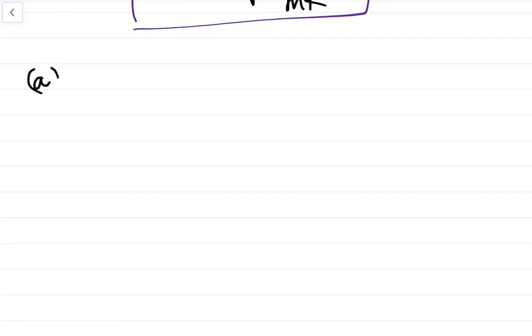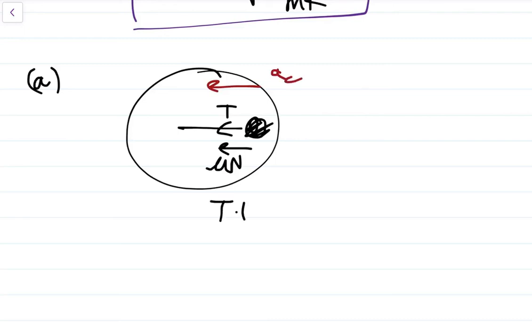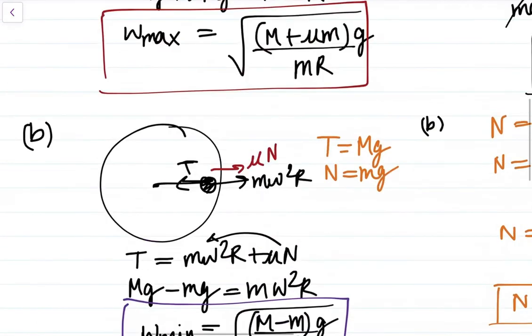So in A part we did, this was the bob and this was tension acting. So for omega maximum, friction will act here, and we all know that there is an inward acceleration AC here. So we will write T plus mu n is equal to m AC, that is AC is m omega squared r. See, our equation is coming the same as here.